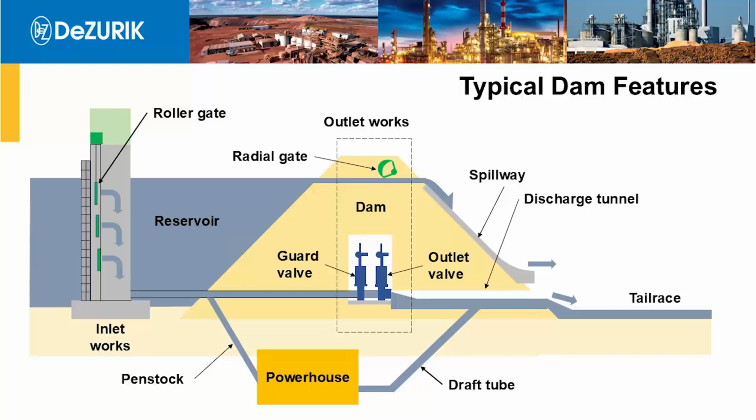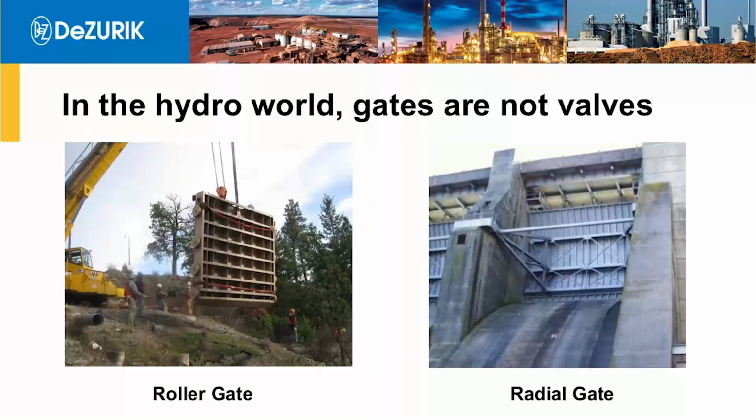That's two things to note. Sometimes you'll hear the word gates. You want to make sure that you understand what those gates are. In the hydro world, gates are not valves. A roller gate is a large bulkhead basically with wheels on it. And a radial gate, also known as a Tainter gate, is a large gate installed at the crest of the dam for passing flow over the dam.